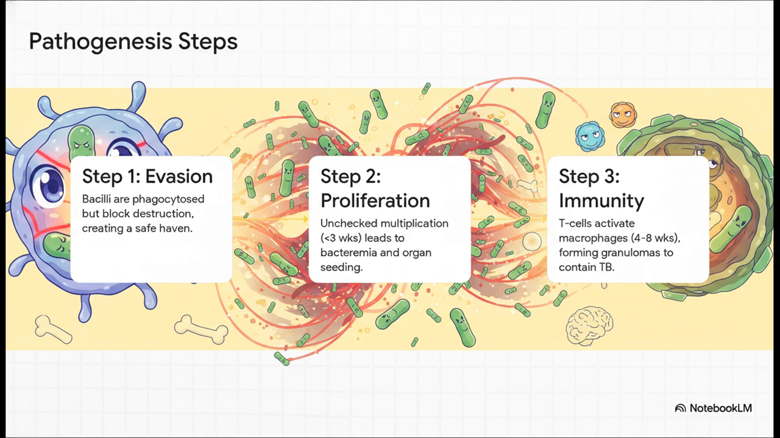For the first 3 weeks or so, before the immune system is really woken up, the bacteria just multiply and multiply. This leads to a silent spread through the bloodstream, seeding bacteria in all sorts of distant organs, like the brain, bones, and kidneys. It's only after this, in step 3, around 4 to 8 weeks later, that the T cells finally get their act together, activate the macrophages properly, and start building granulomas to wall off the infection. And that's when the tuberculin skin test finally turns positive.